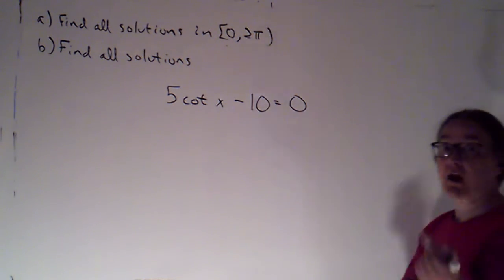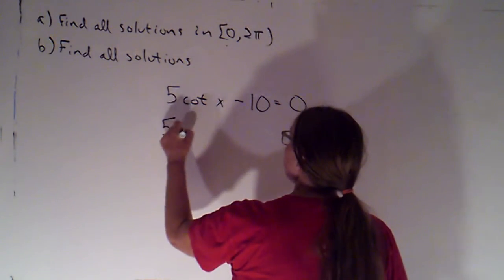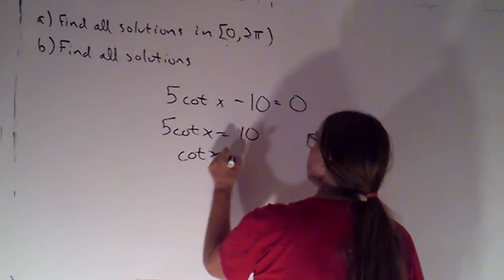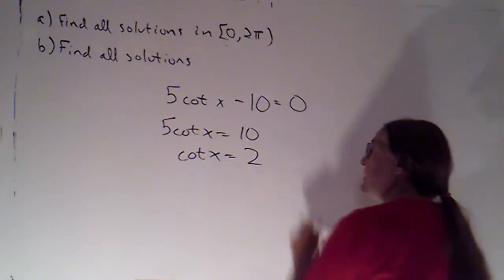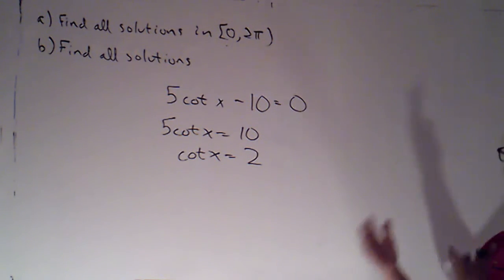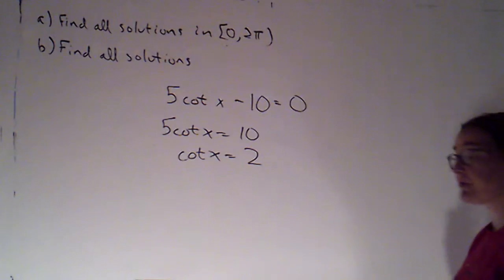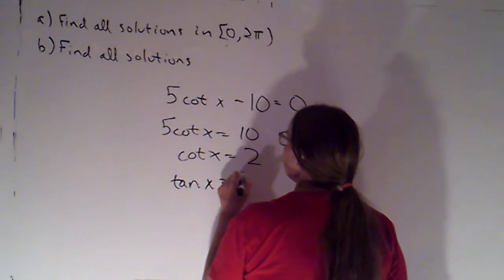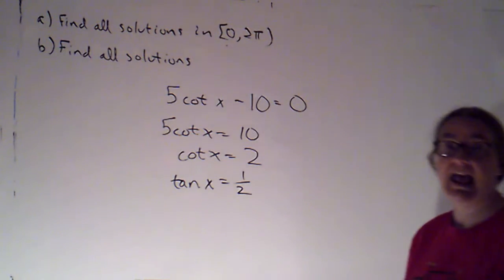All right, first thing I want to do is isolate that trig function. So 5 cotangent of x equals 10. Cotangent of x equals 10/5, or 2. Now, I prefer to write things in terms of sine, cosine, or tangent, because those are the 3 I'm most familiar with. So I'm going to just rewrite this as tangent of x equals 1/2.